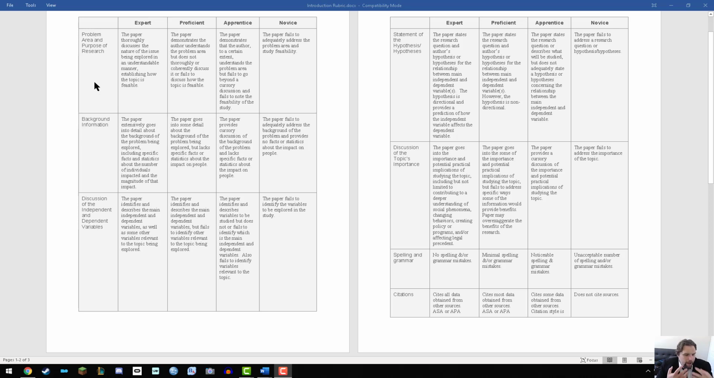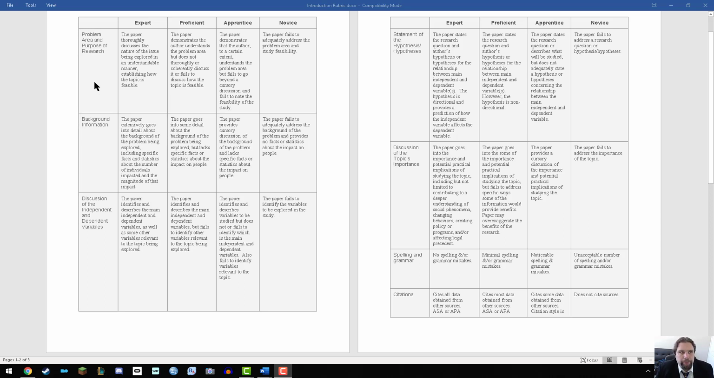So we go beyond just addressing what that problem is, but we also talk about how your topic is actually researchable, right? You want to be able to determine if you'll have the time and the resources and the access to be able to complete this study. Okay, so as long as you go into that, you're pretty much golden as far as that problem area is concerned.